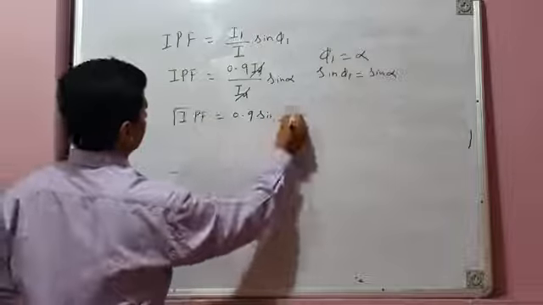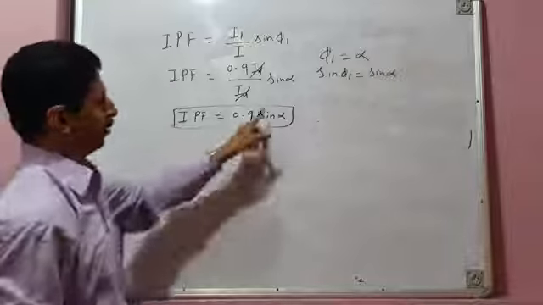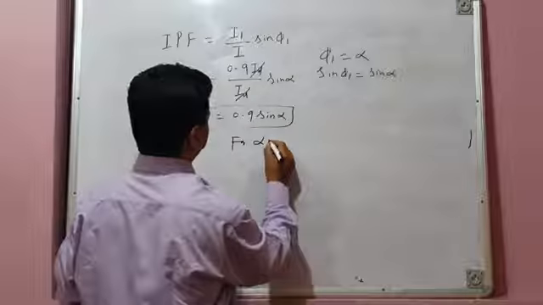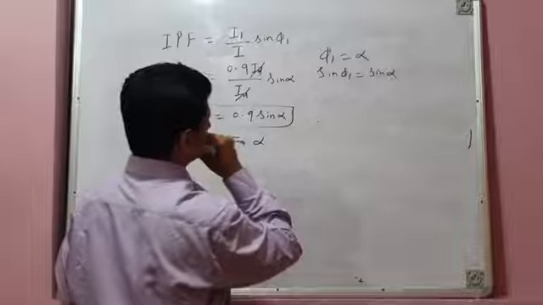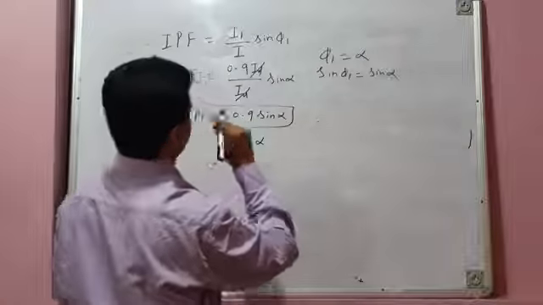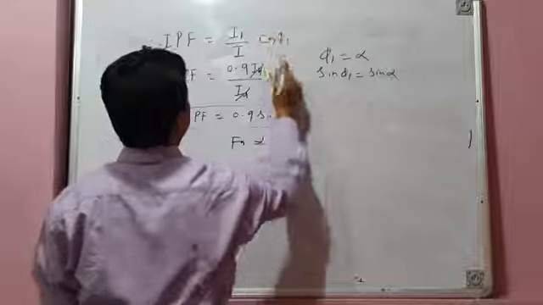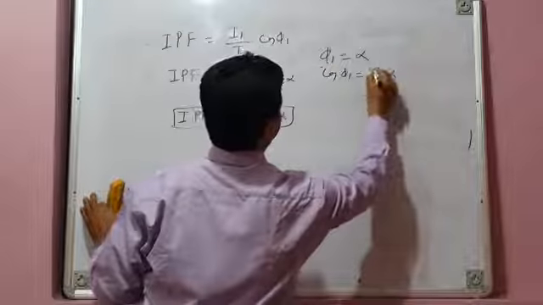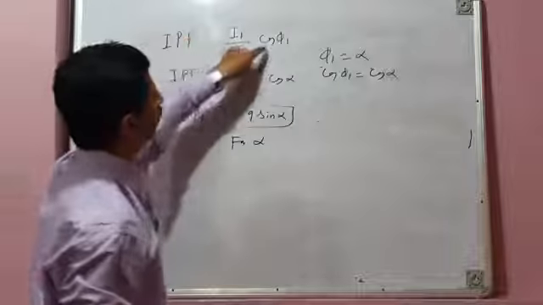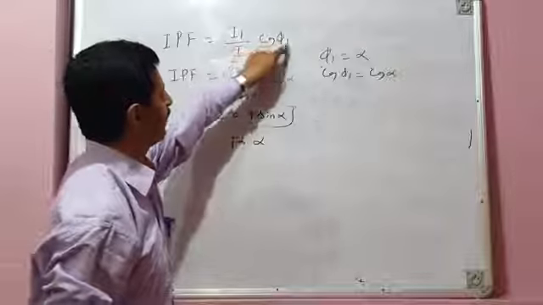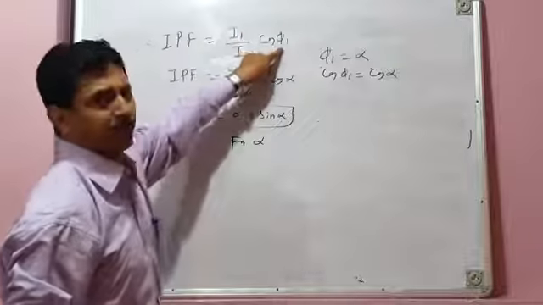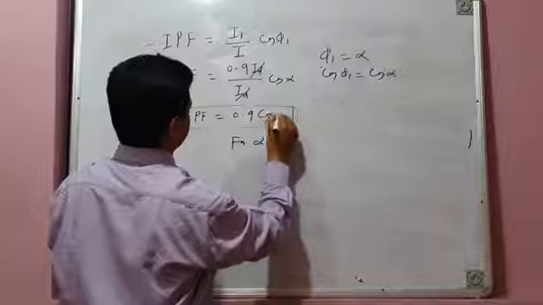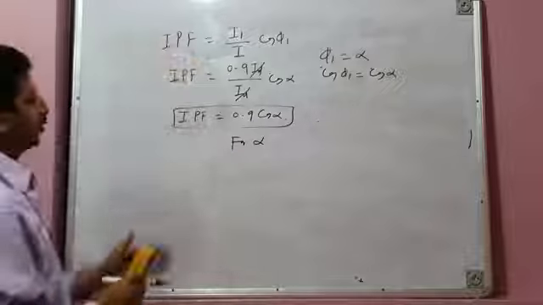Very important. Your input power factor depends upon alpha. I'm sorry, it is not sine alpha. Here it is cos alpha. Sorry, it is cos phi 1, cos alpha. So cos phi 1 is equal to cos alpha. So the input power factor is I1 by I into cos phi 1, not sine phi 1. Cos phi 1 is the fundamental power factor or displacement factor. So it is 0.9 into cos alpha, not sine alpha. I regret the mistake, so we have corrected it.